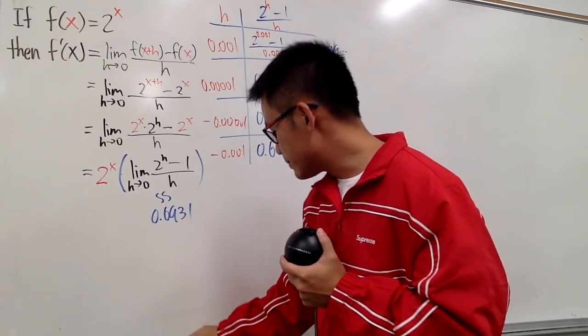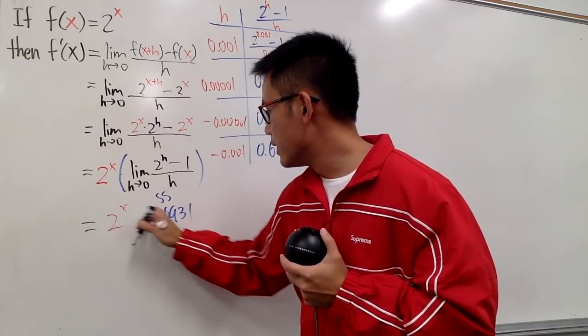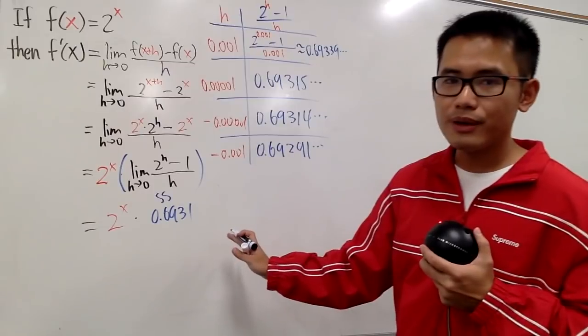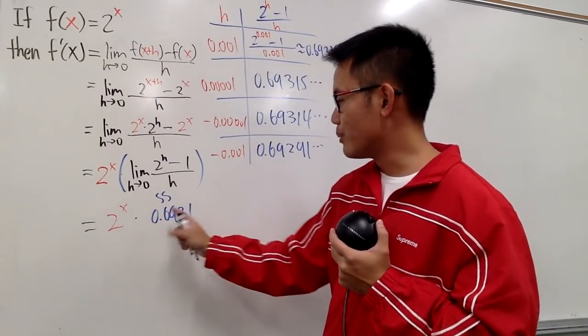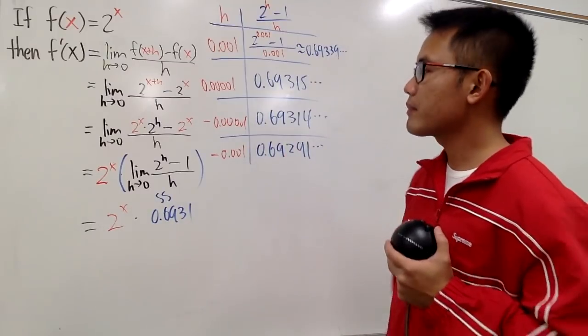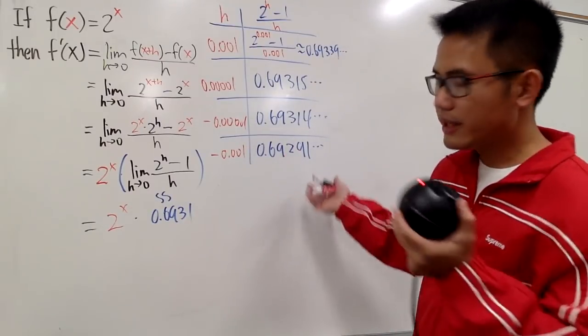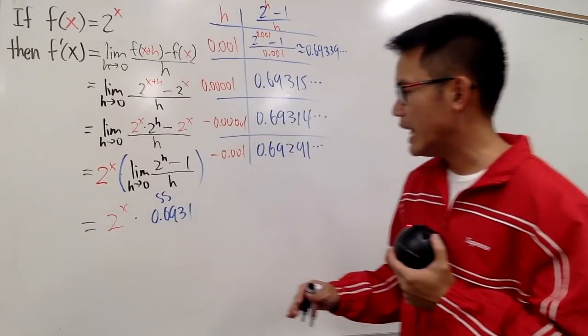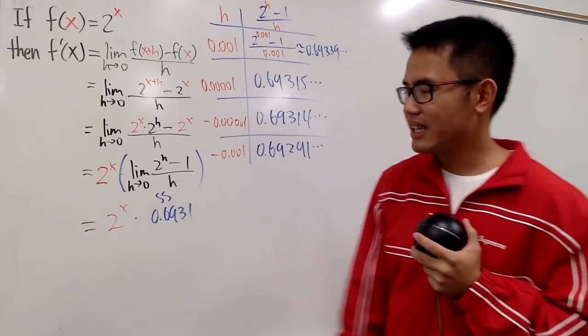And the answer is pretty much equal to 2 to the x times this weird number, right? Once again, 2 to the x times this additional number, 0.6931. And now you may be wondering, okay, so what is this number? And is it possible for us to not have this number and things like that?